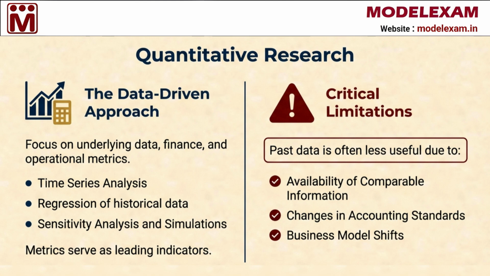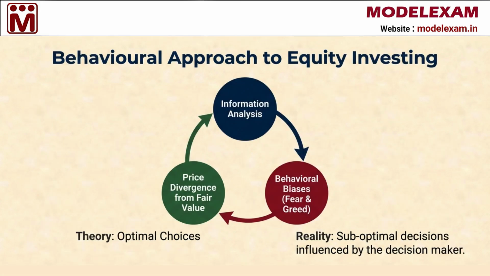These metrics serve as leading indicators. However, you must be aware of critical limitations. Past data is often less useful because accounting standards change, business models shift, and comparable information might not be available. Markets are not always logical because they are run by humans.